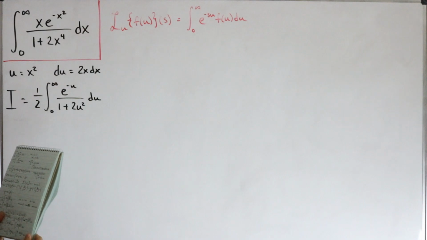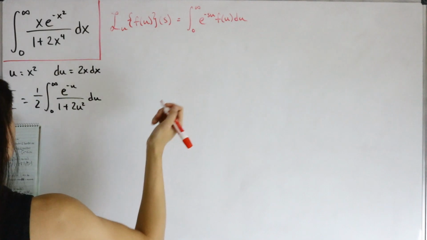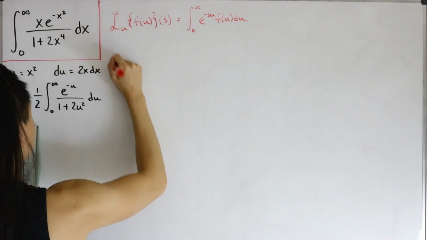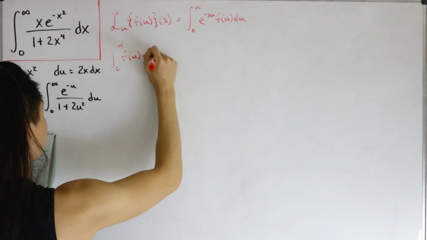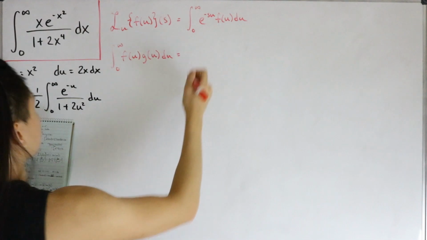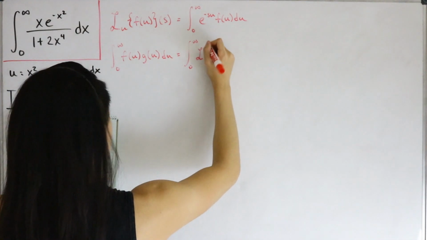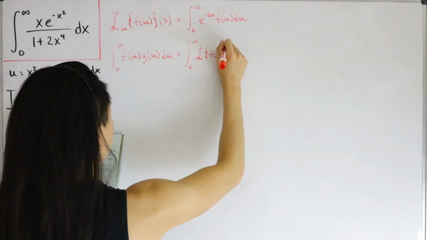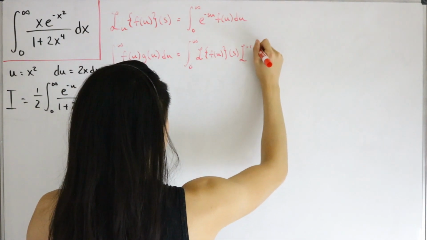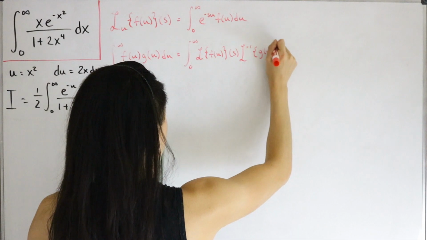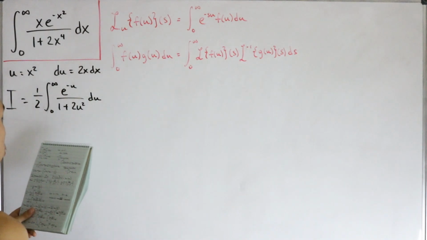Another thing to note is that we're going to use a nice little property: if we have a product of two functions, f of u and g of u, then the integral from 0 to infinity of f of u times g of u du is the same thing as the integral from 0 to infinity of the Laplace transform of f, in the variable s, multiplied by the inverse transform of g, also in the variable s. So the integral is converted to the world of s.